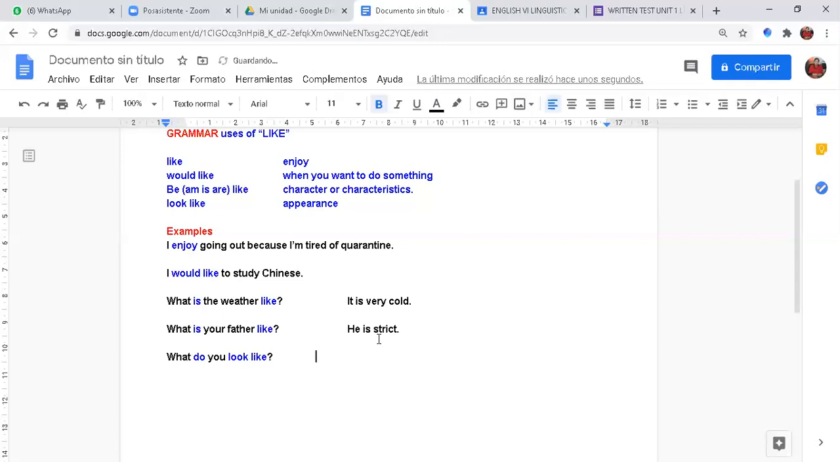Next, finally, appearance. What do you look like? Your appearance. So you can say, I look like my father. So that is the uses of like.